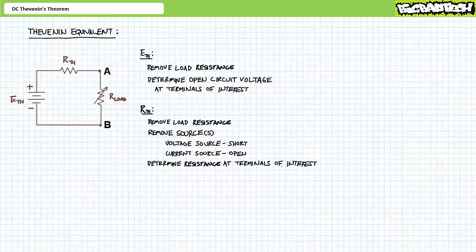Thevenin's theorem is a two-step procedure that simplifies a complicated circuit into a single voltage source in series with a single resistance. The original complicated circuit and the Thevenin's equivalent should ideally behave the same, and importantly, the load resistor will be none the wiser to the substitution.